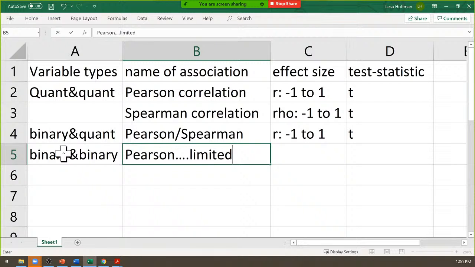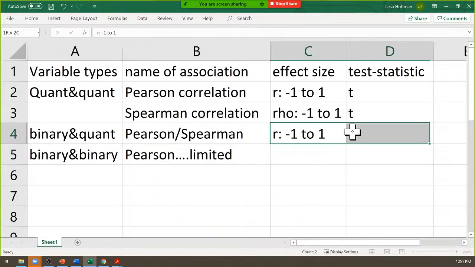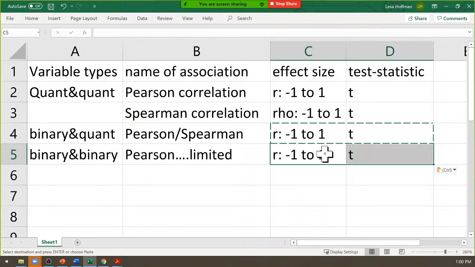The issue with binary data is that to the extent that the two variables do not both have 50-50 splits in their 0, 1 values, the maximum Pearson correlation that you get is going to be under 1. So you can use Pearson, it's just not the best way to index the relationship. But if you do that, then the rest of these follow suit.